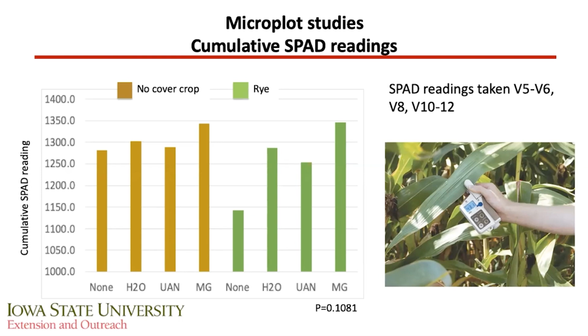For those of you who are familiar with cumulative aphid days, it's basically the same way of calculating cumulative SPAD readings. But what you can see here is that particularly in the rye treatment, the plants are greener where they received the water or the UAN or the Miracle Grow.